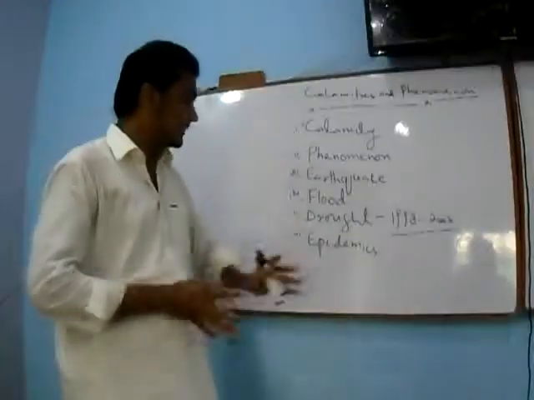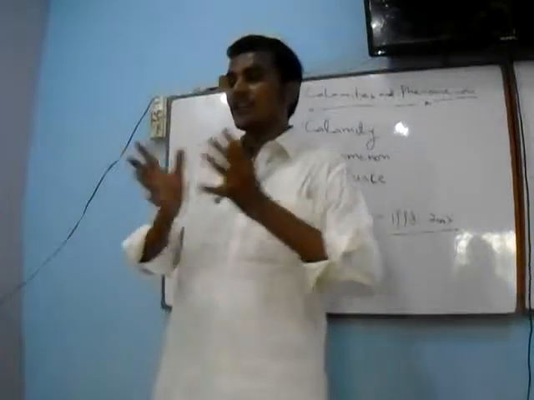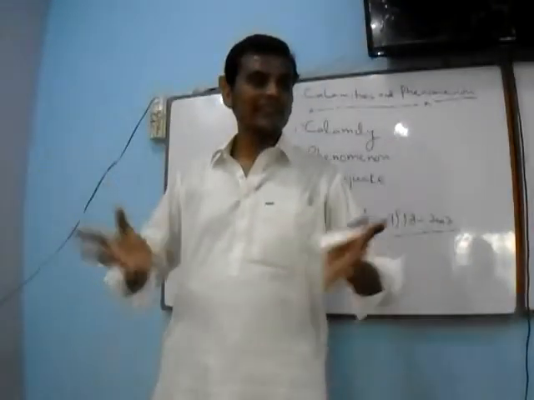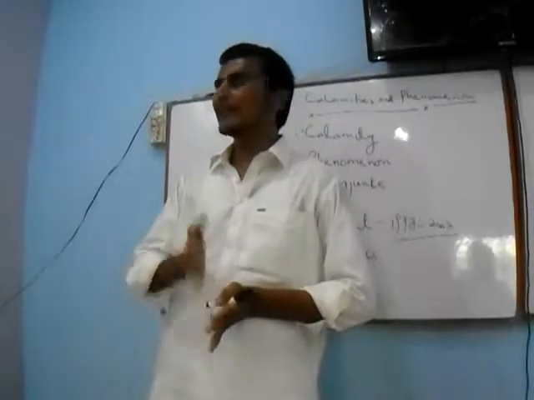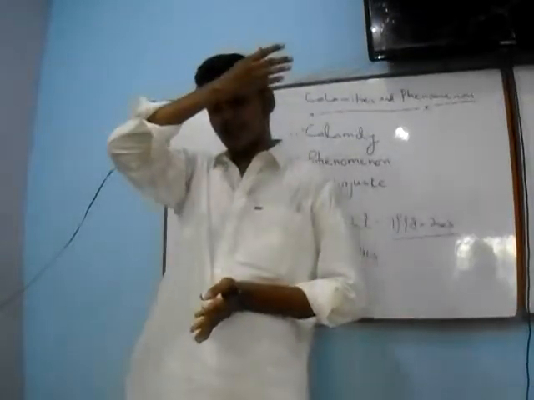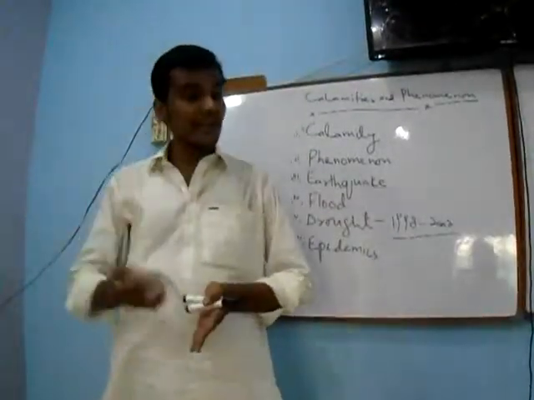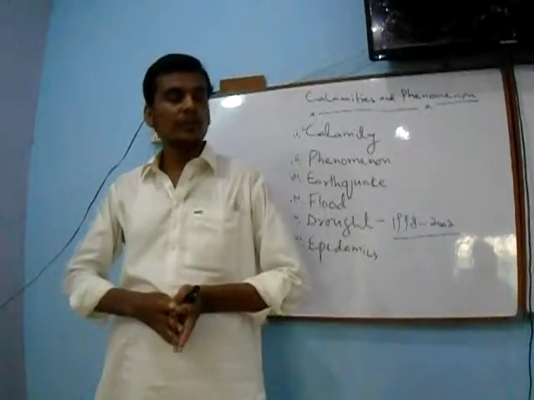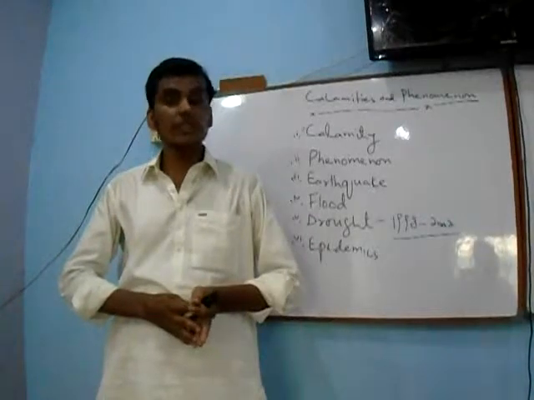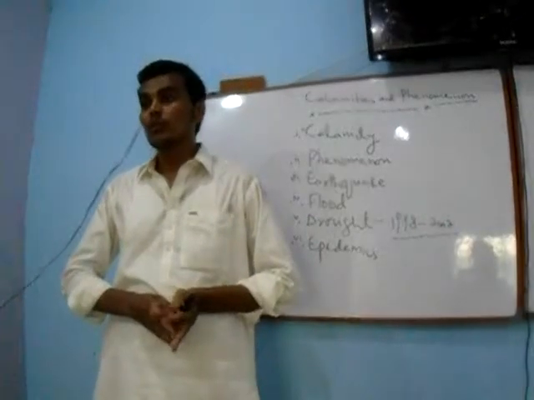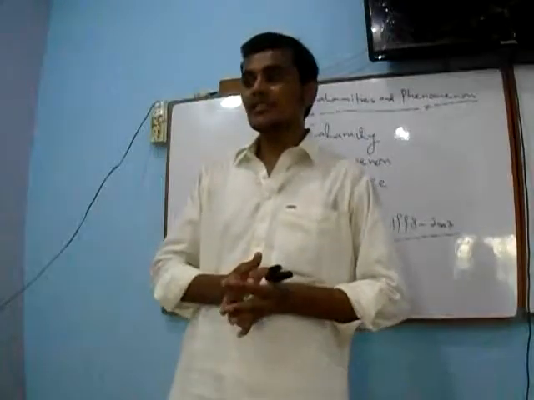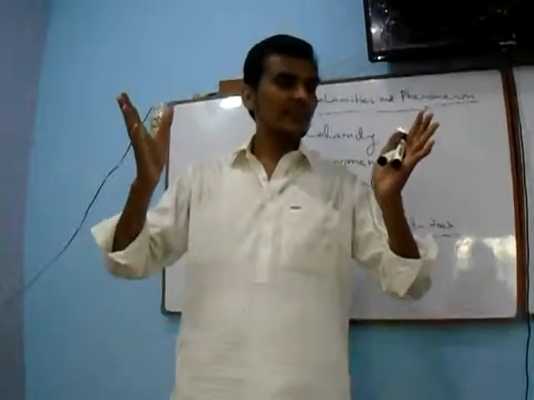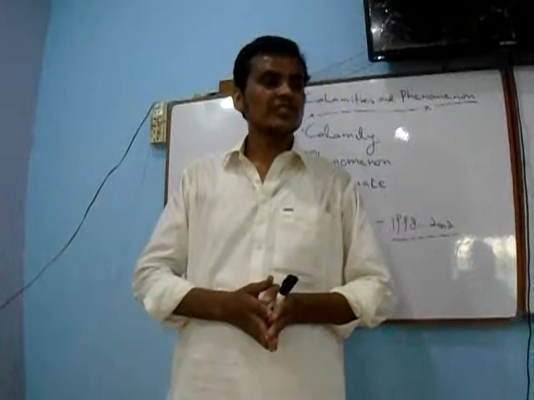Okay, then we have the epidemics. Epidemic is the sudden outburst and sudden start of a viral disease. Like we have cholera, diarrhea, malaria, and many other viral diseases like dengue, chikungunya, and bird flu. These diseases spread from person to person, from place to place. So these are the epidemics.